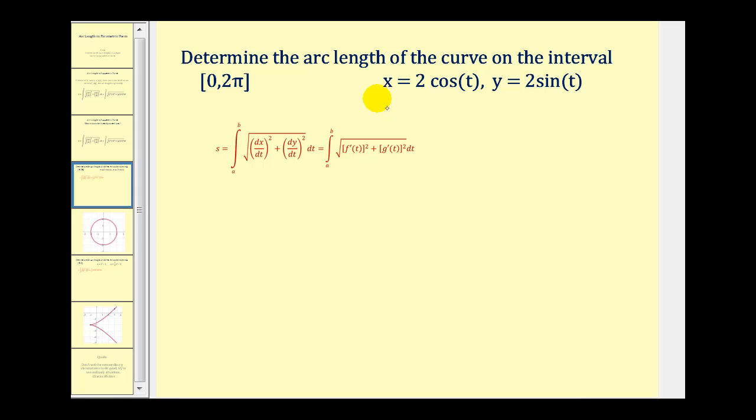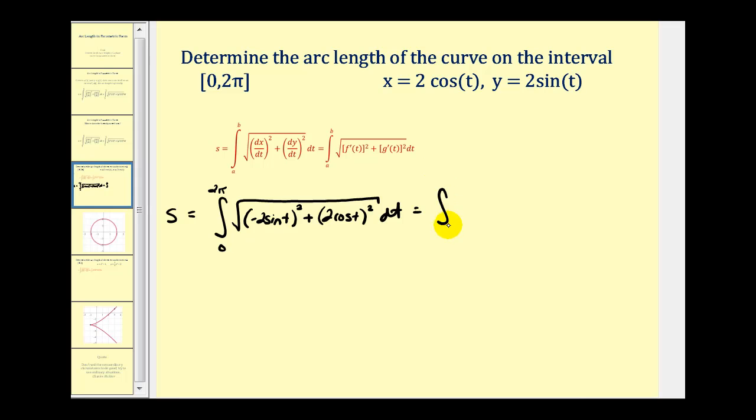We want to determine the arc length of the curve on the interval from 0 to 2 pi of x equals 2 cosine t and y equals 2 sine t. So the arc length would equal the definite integral from 0 to 2 pi of the square root of dx/dt squared. Well, x is equal to 2 cosine t, so dx/dt is negative 2 sine t. We'll square this, plus dy/dt squared. Well, if y equals 2 sine t, then dy/dt is 2 cosine t. So we'll have 2 cosine t squared.